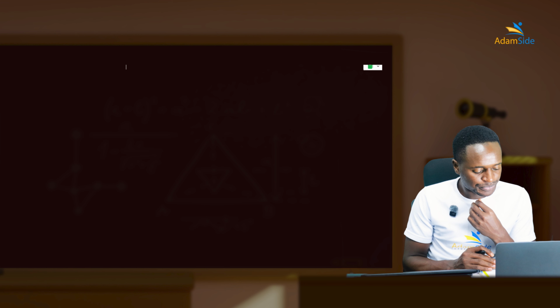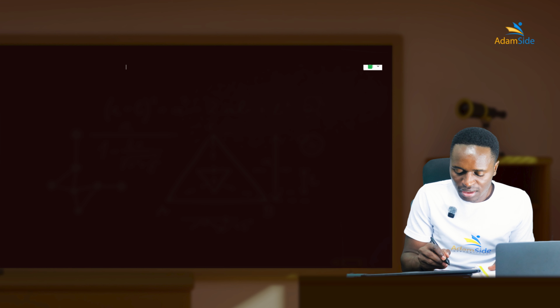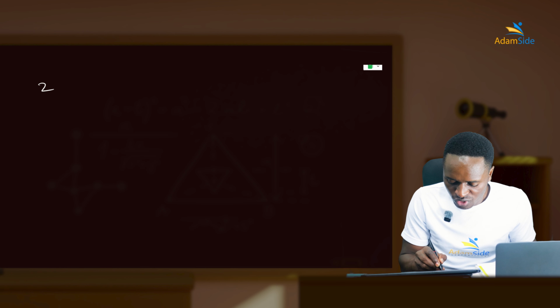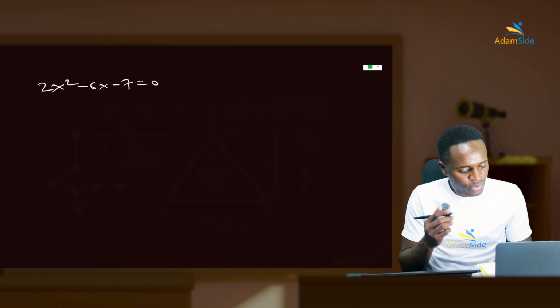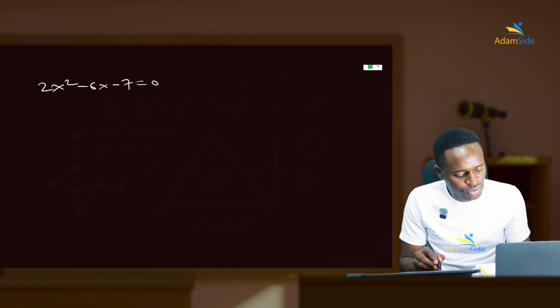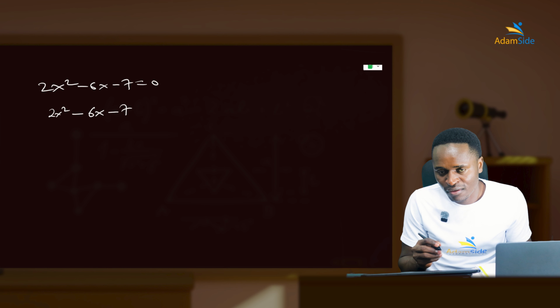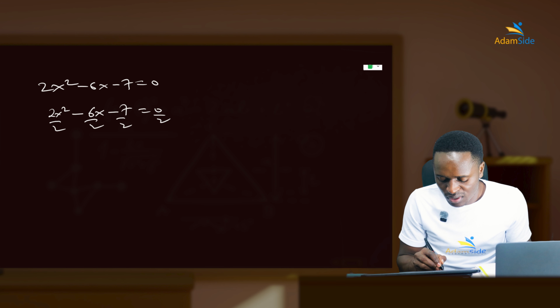For example, you are given a question. This is example 1. Solve by completing the square. You are given 2x squared minus 6x minus 7 is equal to 0. When you're supposed to solve by completing the square, we have to make sure that the coefficient of the first term is equal to 1. So you divide everything by the coefficient of the first term. Divide by 2, divide by 2, divide by 2, and even 0 by 2. You end up with x squared minus 3x minus 7 over 2 is equal to 0.